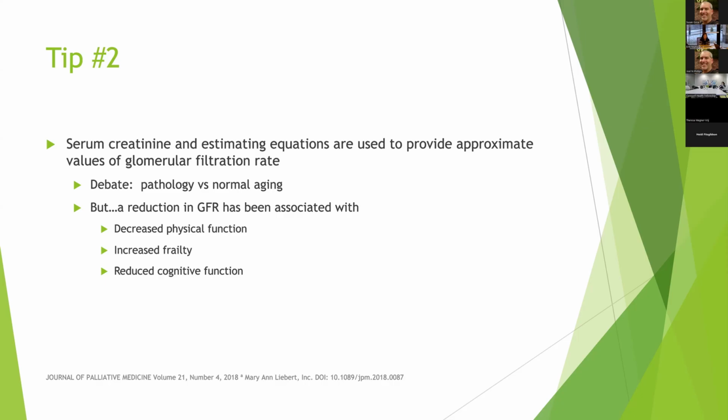My non-nephrology brain says, I think that's just normal aging. But we do know, regardless, a reduction in GFR is associated with decreased physical function, increased frailty, and reduced cognitive function. And that has all been shown to be true, starting with even chronic kidney disease stage 3. And aging. Right, which is aging, exactly.